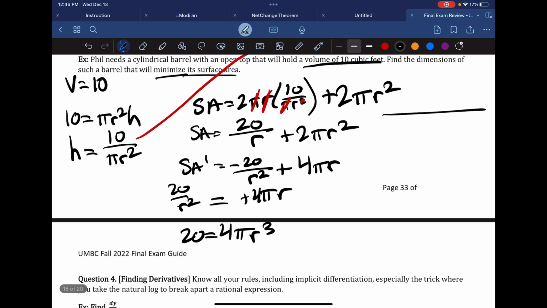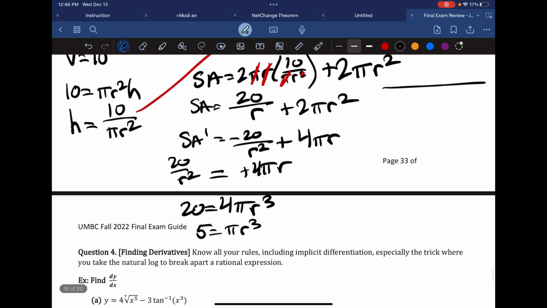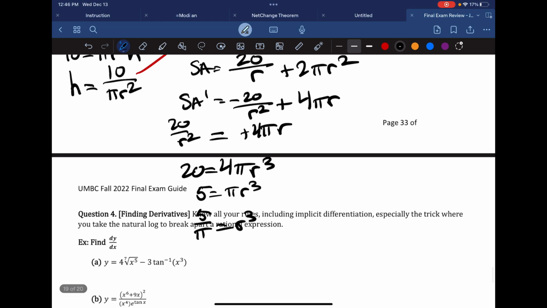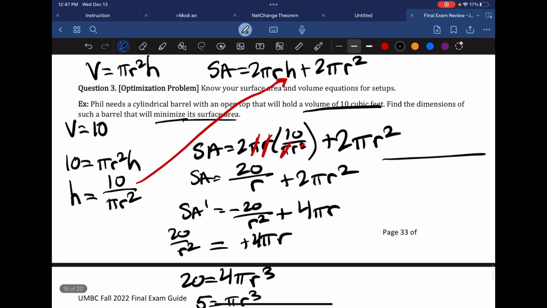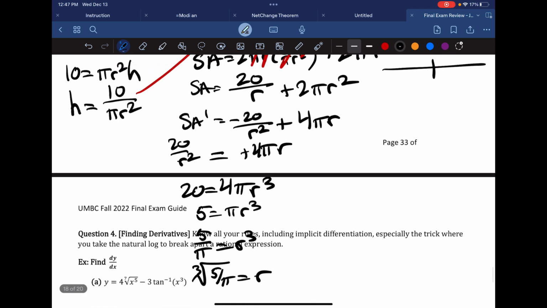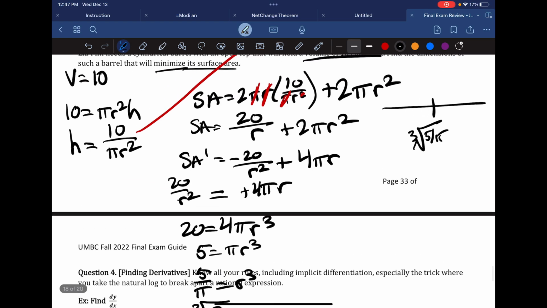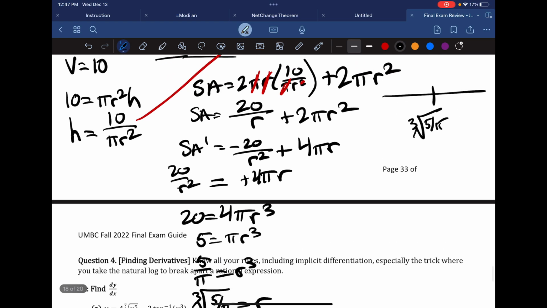Then we can divide both sides by 4 to get 5 equals pi r cubed. Then we divide both sides by pi to get 5 over pi equals r cubed. Then we take the cube root of both sides to get the cube root of 5 over pi equals r. So that's going to be our point on our sign chart. It's going to be the cube root of 5 divided by pi. That's going to be our r value.